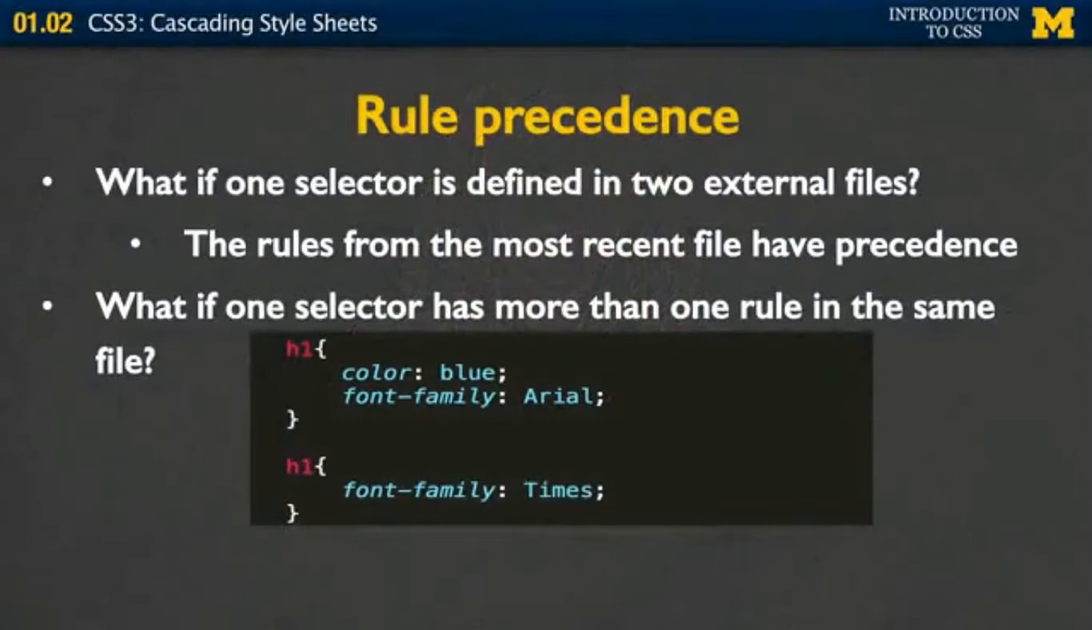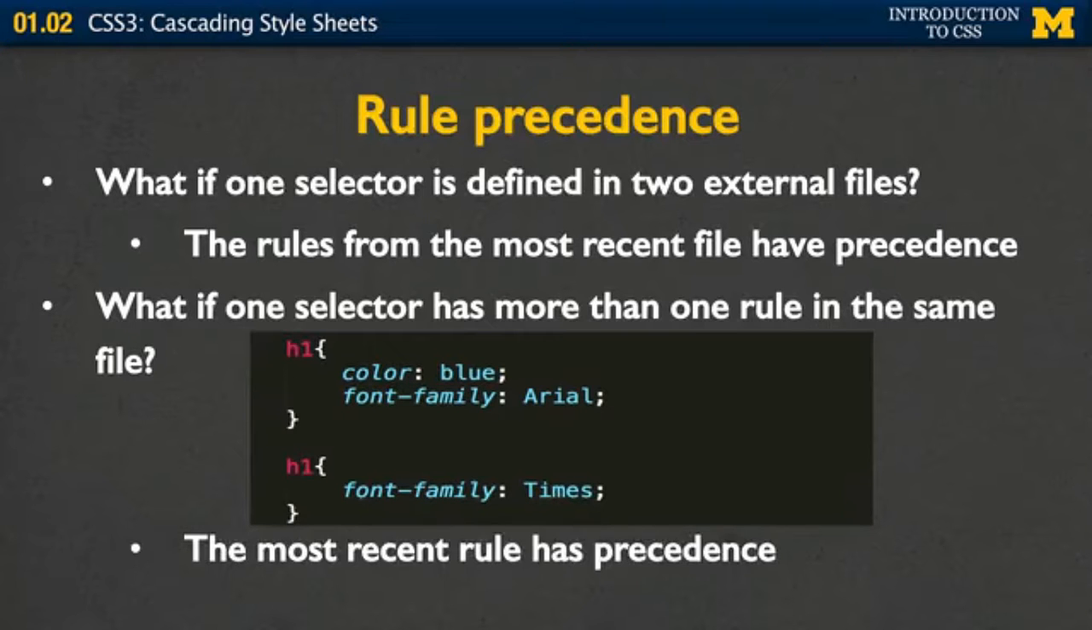So in this case, I have 2 rules for H1. One where I set the color to blue and I said, hey, I want you to use this Arial font family. And then later there might be a whole bunch of stuff in here, might be nothing, and I say, hey, I want you to use the font family Times. The browser is going to go down, and say, I'm going to make all the font blue, and I'm going to go ahead and make the font family Times. It's just always going to use the last one it saw. Okay? So again, the most recent rule has precedence, whether it was inside your code or it came from different files.